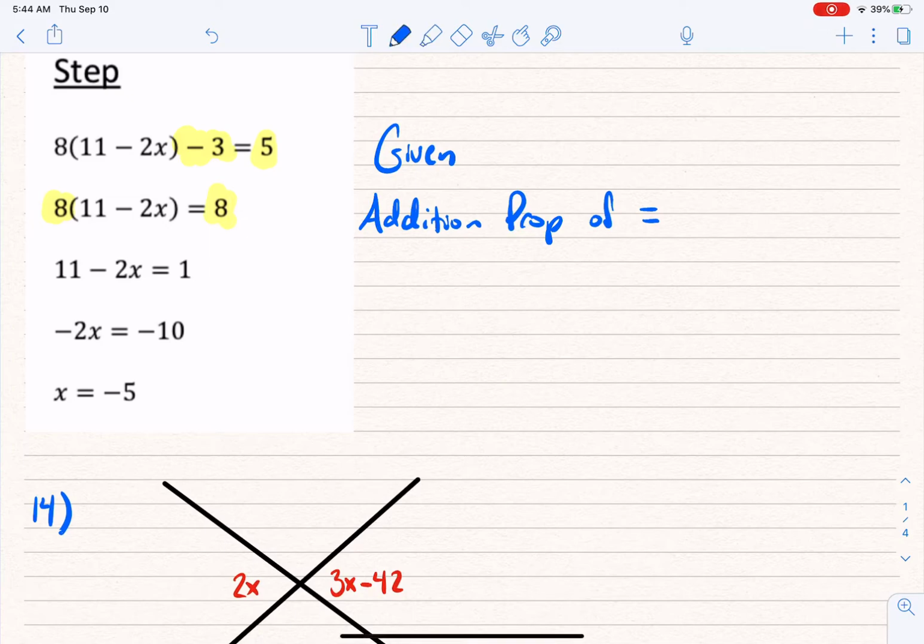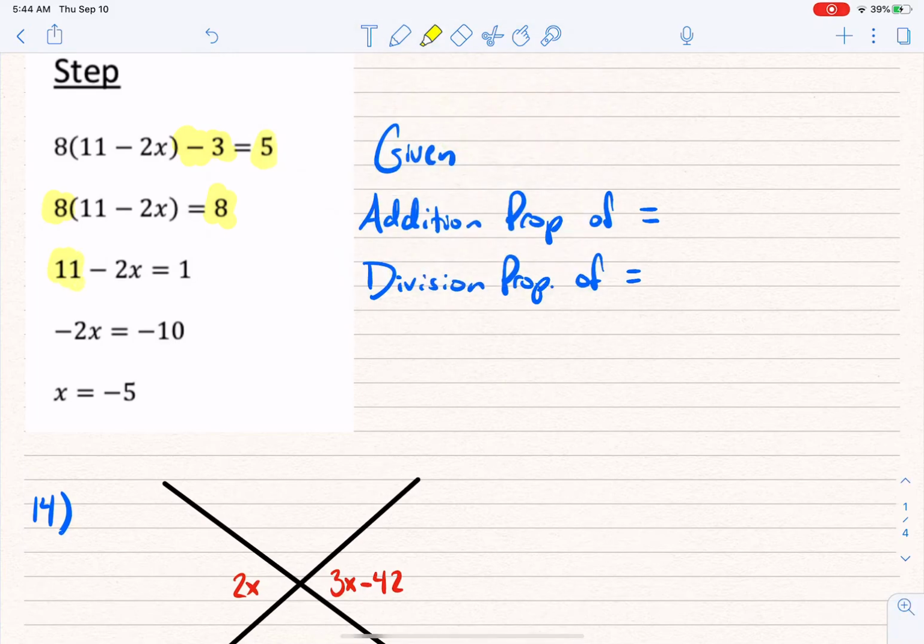On the next one, we can see that this 8 right here is gone, and then this 8 changes to a 1. So again, we could have used the distributive property, but we notice that we didn't. It would have said 88 minus 16x equals 8, and those would have been pretty big numbers. So one of the things we could do is divide both sides by 8. And so that's the division property of equality.